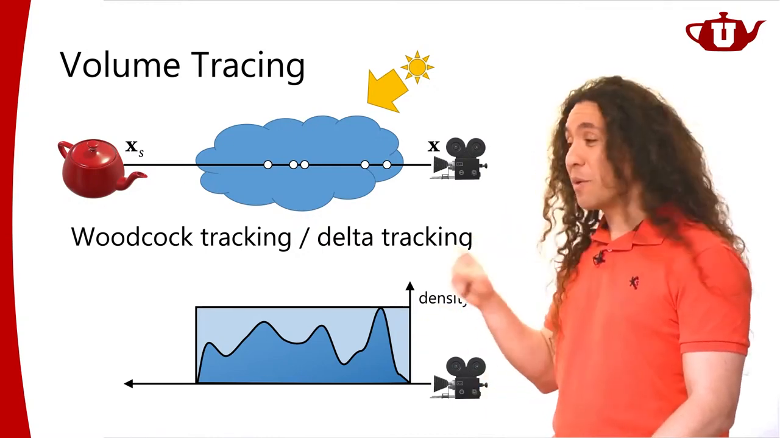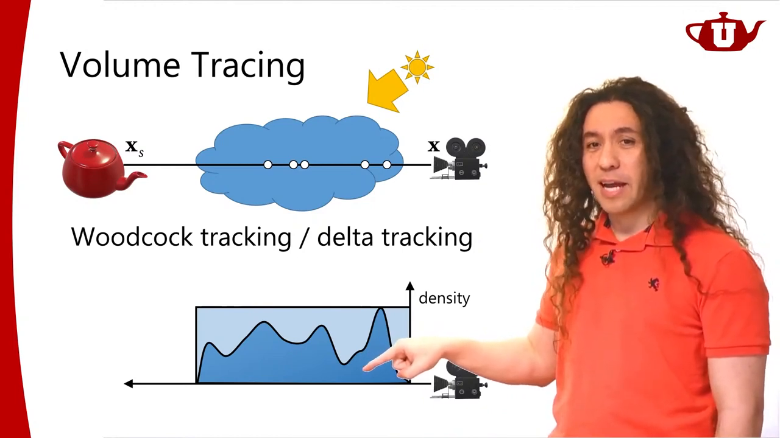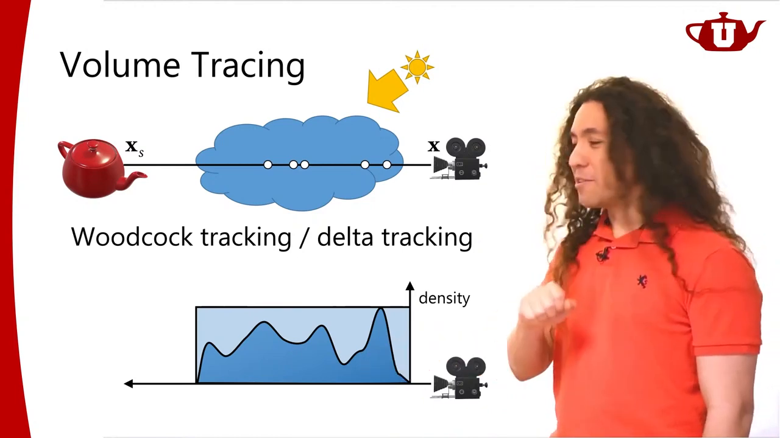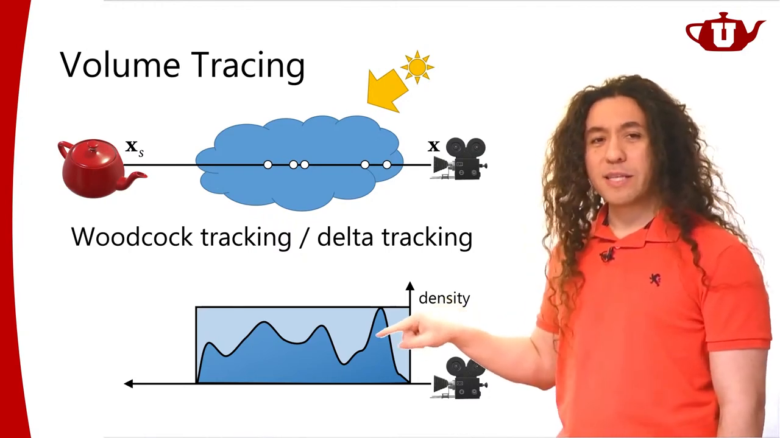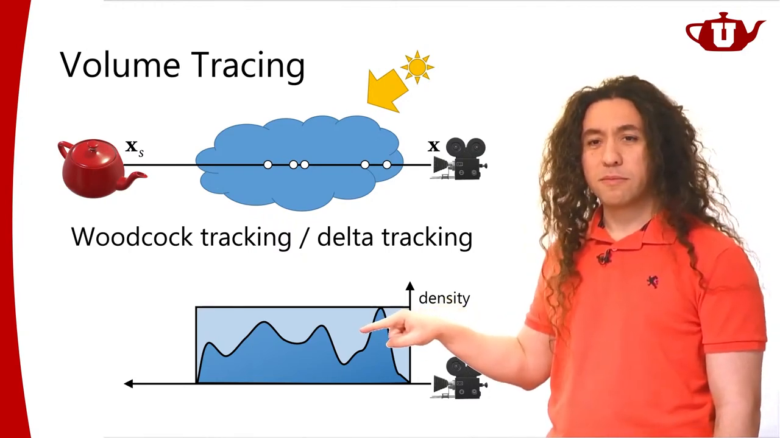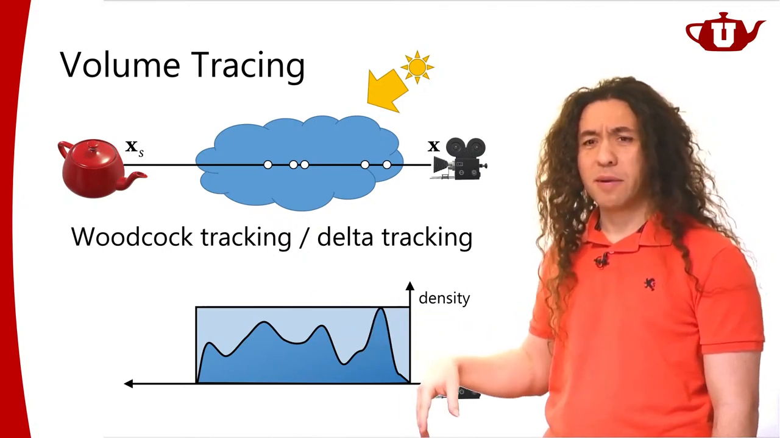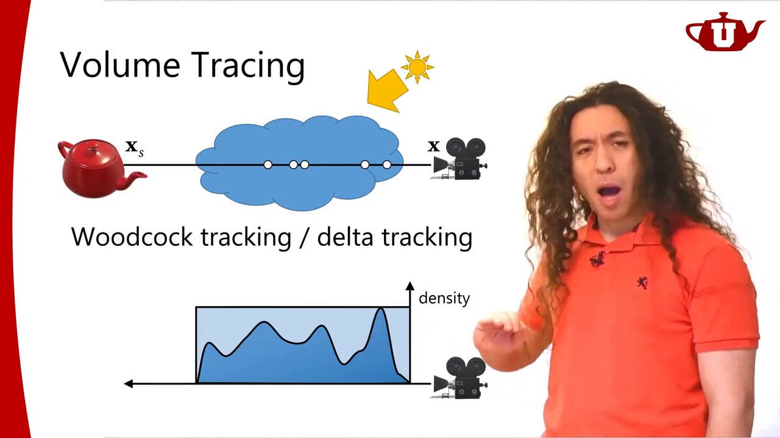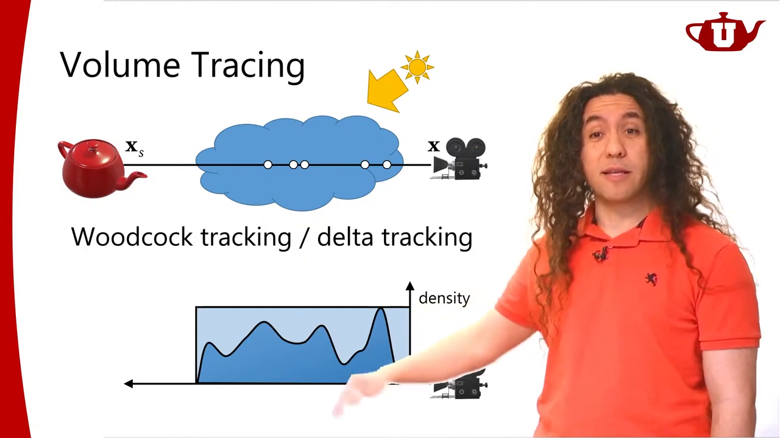So here's where the brilliance of woodcock tracking comes in. You see this part? This is the data. Woodcock tracking says, I'm going to fill this volumetric data with some fictitious volume. Just imaginary volume I'm adding there. It doesn't exist. Yeah, I know. But I'm adding more data here so that it becomes constant density.